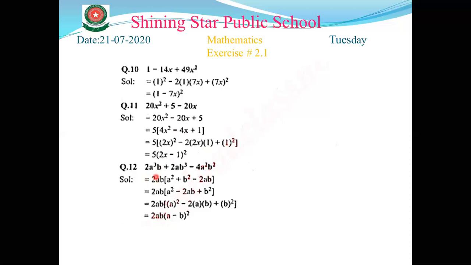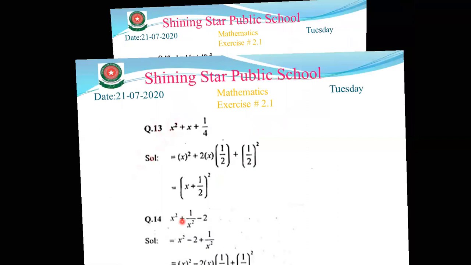Okay. Question number 12. 2ab, because we know that all the three terms are divisible by 2ab, or we can say that we can take common 2ab from all these three terms. So when we take the common 2ab, we get here a square plus b square minus 2ab. Now again, a square plus b square minus 2ab is equal to (a minus b) whole square. So that's why we close the formula as (a minus b) whole square. 2ab into (a minus b) whole square, which is your required answer of question number 12.